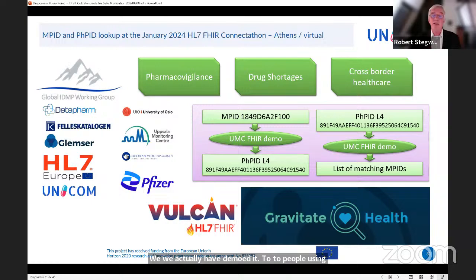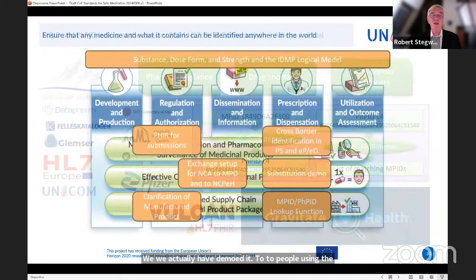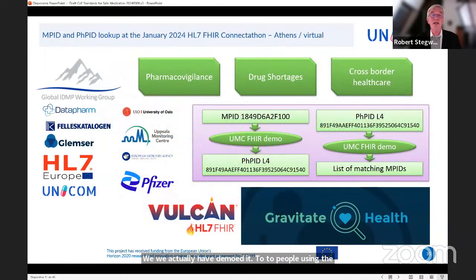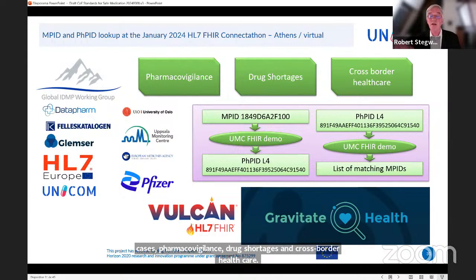I'll have to go back a little bit on the top left-hand side. No, just on this slide. You see the Global IDMP Working Group. That's a collaboration between the European Medicines Agency, the American FDA, and the UMC, the Uppsala Monitoring Center, that's doing pharmacovigilance. And they identified in that Global IDMP Working Group 3 use cases: pharmacovigilance, drug shortages, and cross-border healthcare. And all those 3 use cases need the same scenario.